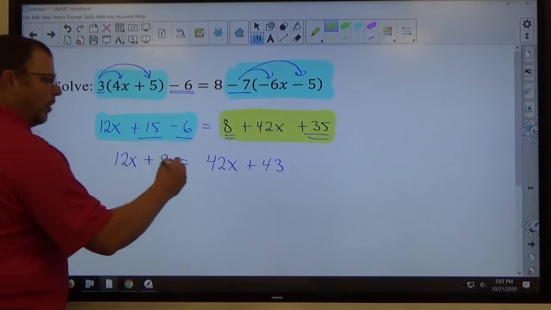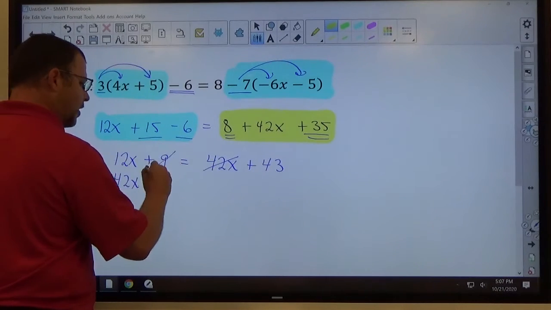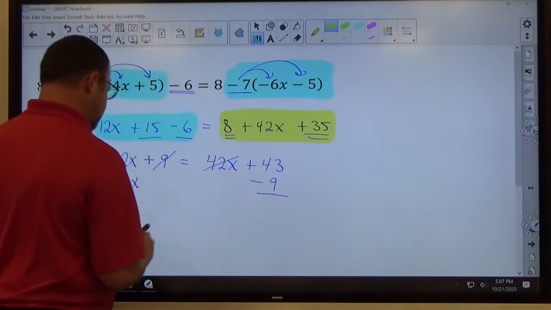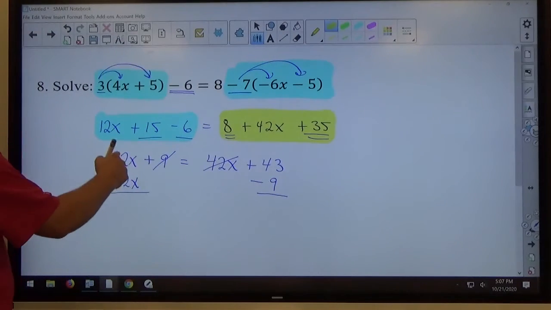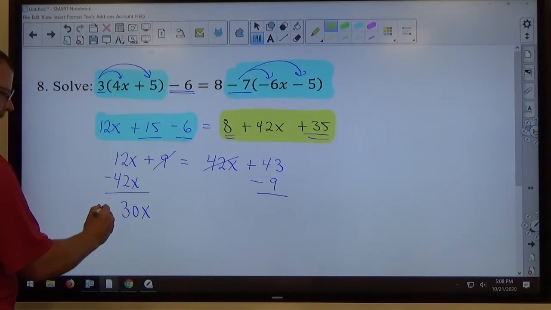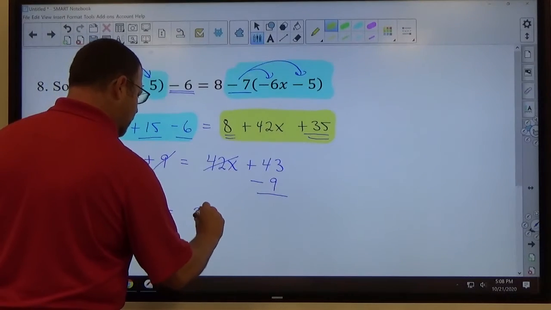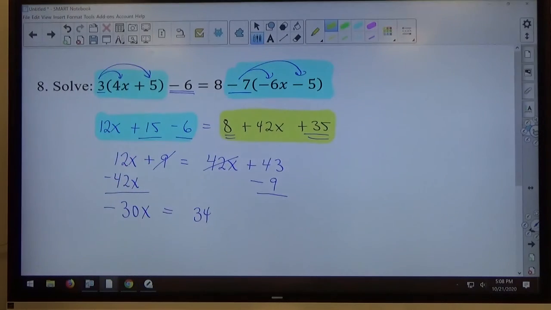I'm going to move my x to the left, so minus 42x comes over here. Move my 9 to the right, so minus 9 goes over there. 12x minus 42x, these signs are different, so I subtract to get 30x. 42 is bigger, so it's negative. These signs are different, so I subtract to get 34. 43 is bigger, so it's positive.